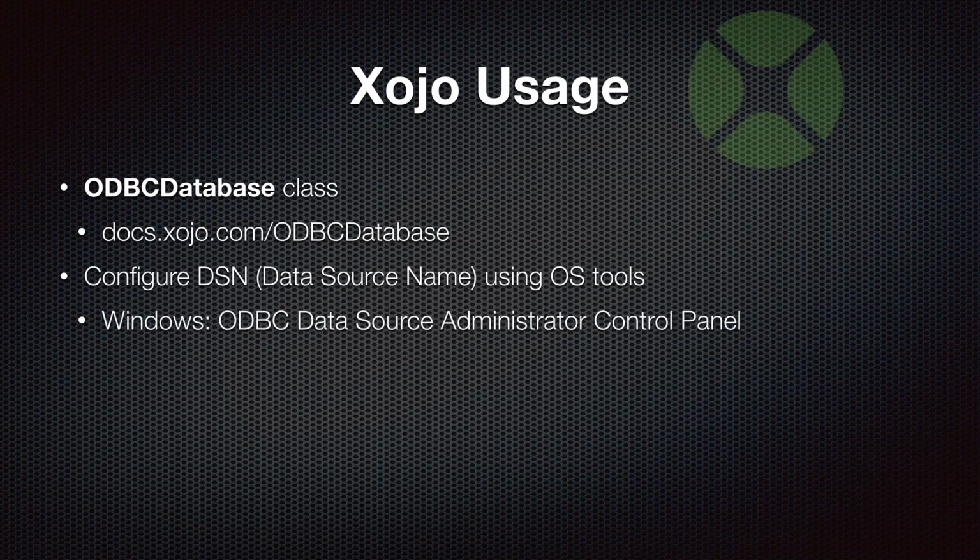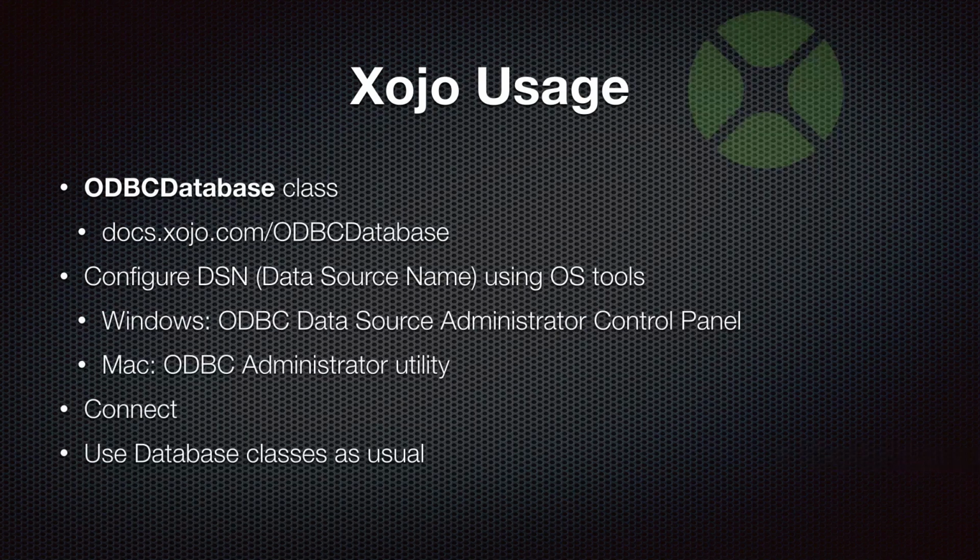On Windows, there's an ODBC data source administrator control panel that you can use. And Mac also has an equivalent tool, the ODBC administrator utility, that's in the utilities folder, that's in the applications folder. And then you can just connect to the DSN, which will then connect to the database. And once you do that, you can use the Xojo database classes just as you would with SQLite or Postgres or any of the other databases that are built in.